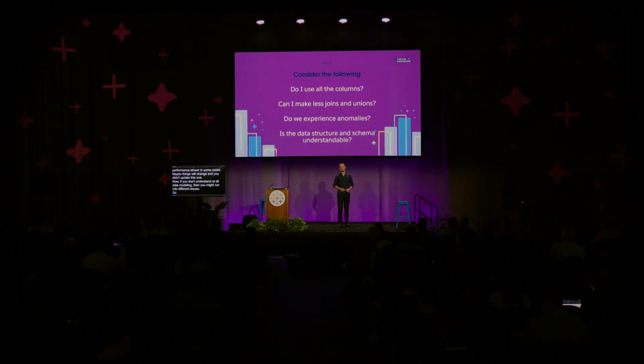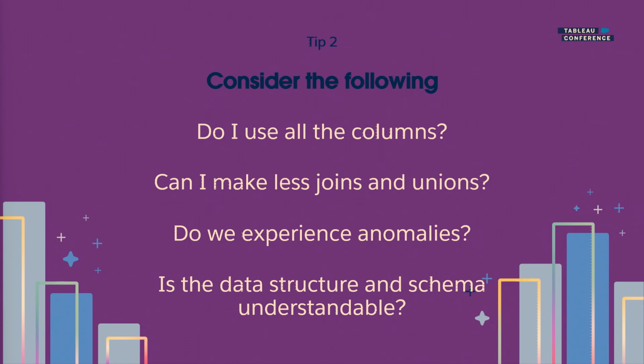So consider the following. Do I use all the columns? We're trying to make it a bit more narrow. And can I make fewer joins and unions? Because again, this is the materialization part. This is the part where you're taking a couple of pieces and saying, hey, I would like to move this back to the database. Do I experience anomalies? Now you understand what anomalies are. Yes, you can exclude nodes in Tableau.